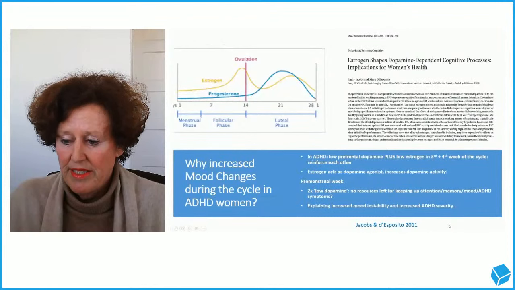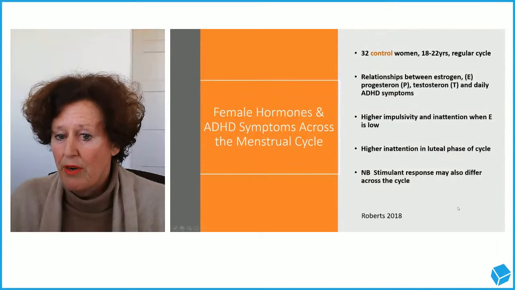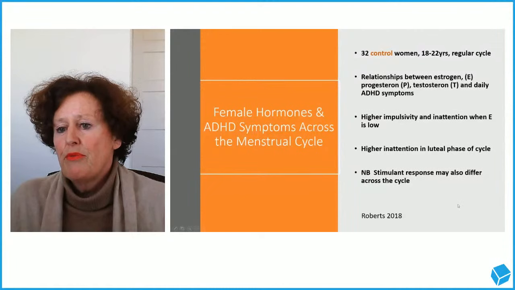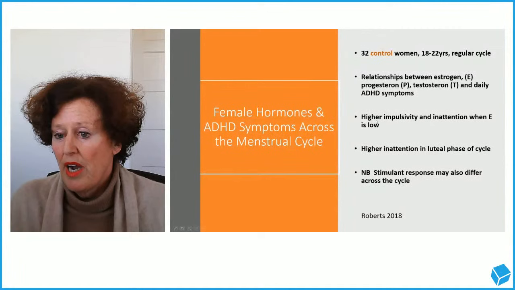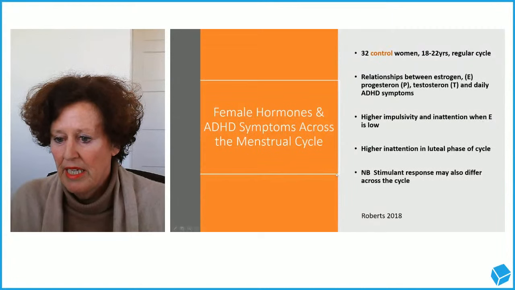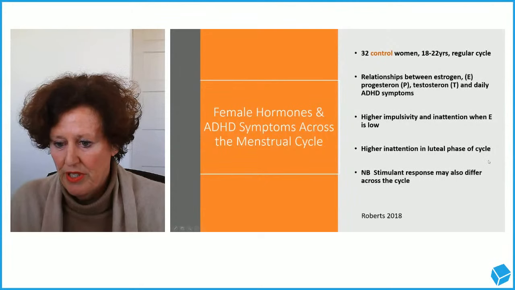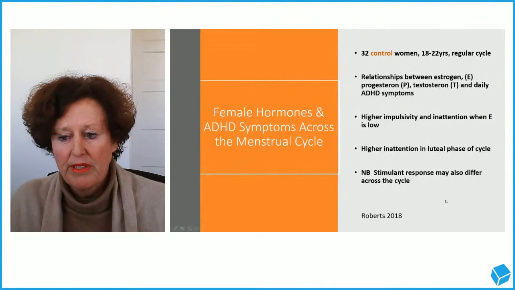This was also studied in women without ADHD. The relationship between hormones and ADHD symptoms was measured during the cycle, and they found in normal controls higher impulsivity and inattention when estrogen was low, so in the last week before menstruation, and the inattention was increased in the luteal phase, so the last weeks of the cycle. This means that stimulant response may also differ across the cycle. That's something that's never studied.